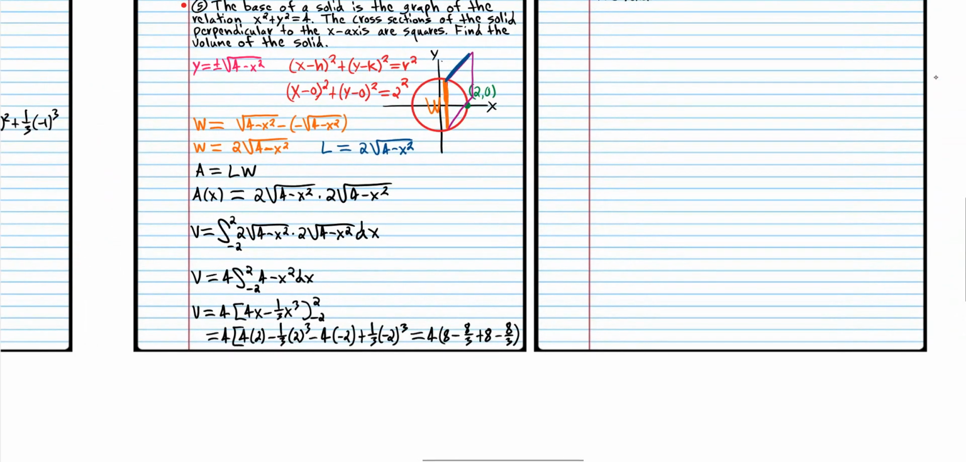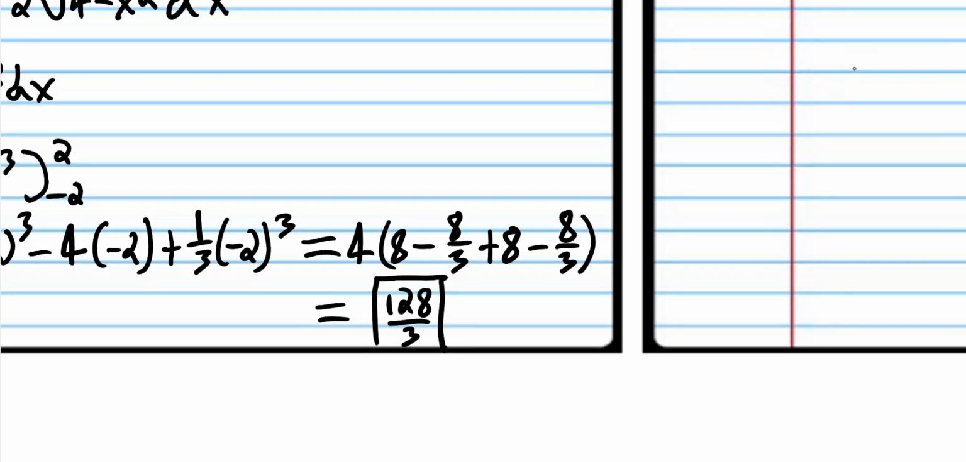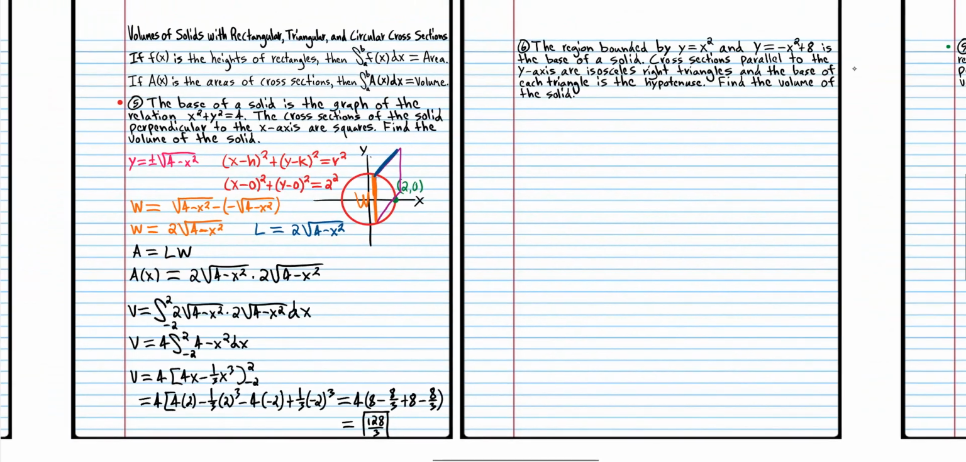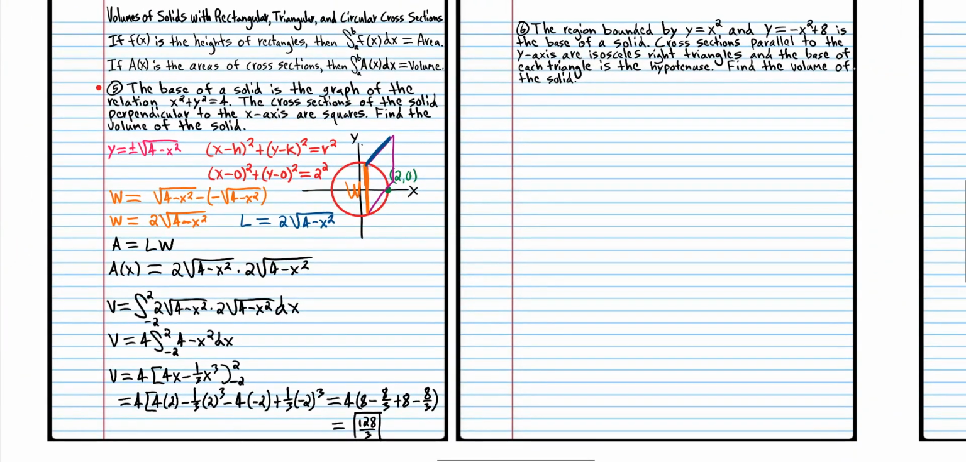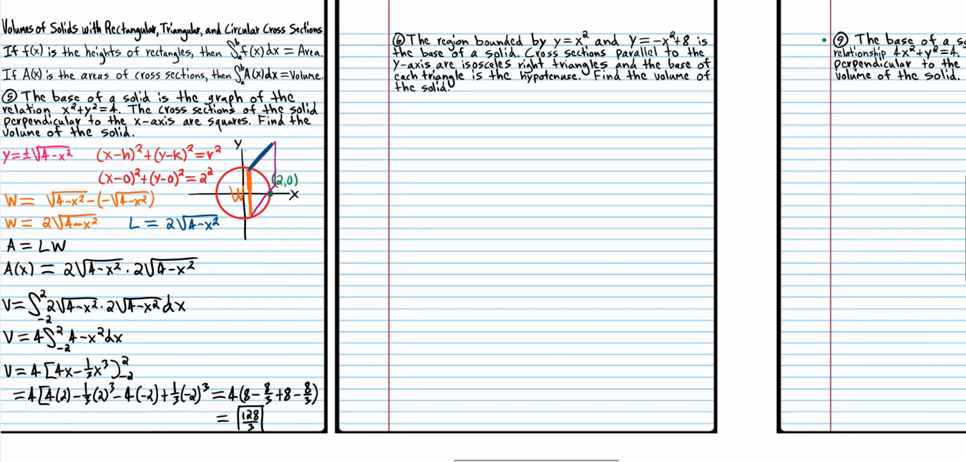Let me find some more room here. So we get 128 over 3. So again, that was not a solid of revolution. That's the difference here. So you can look that over if you want. We had cross sections that were squares. Let's try another one.